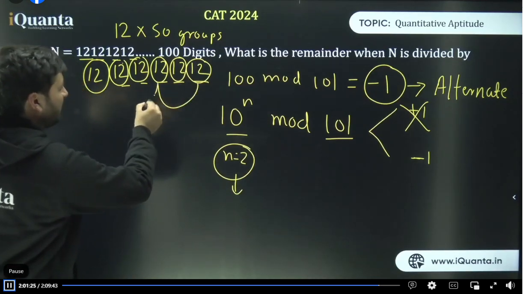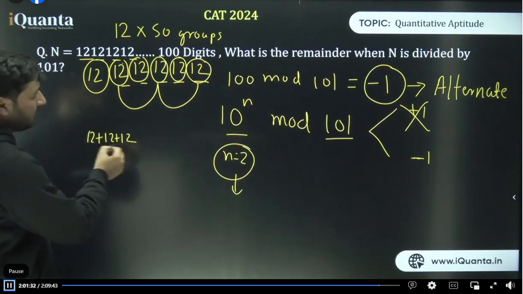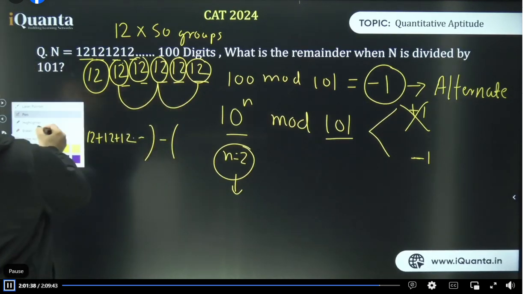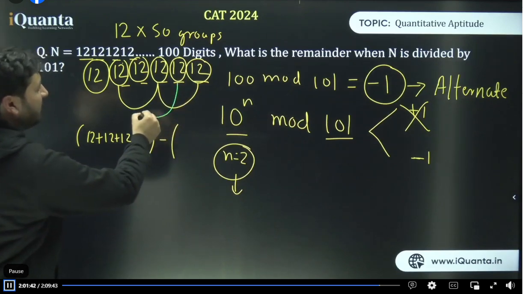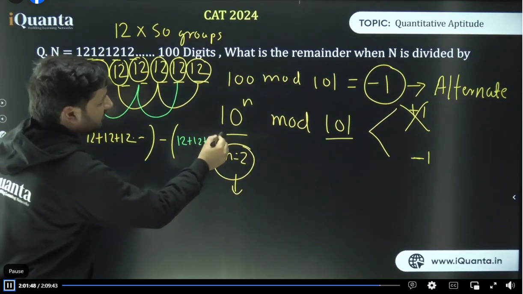So 12 plus this 12 plus 12 plus this 12, right? So you'll write 12 plus 12 plus 12, like that. Minus subtraction of other alternate groups. So subtraction of 12 minus 12 minus 12 minus 12. So I've taken a minus common and I'll get this as the sum, isn't it?